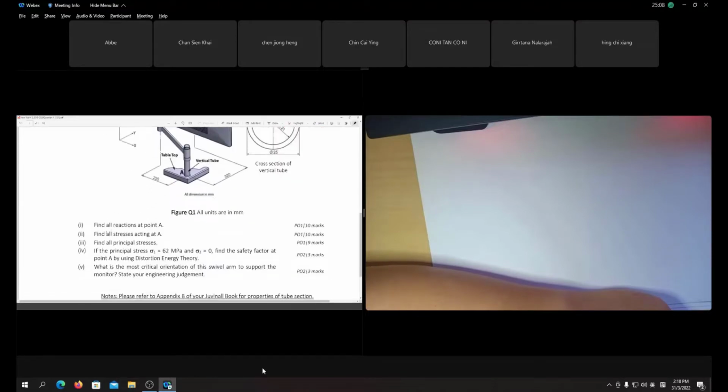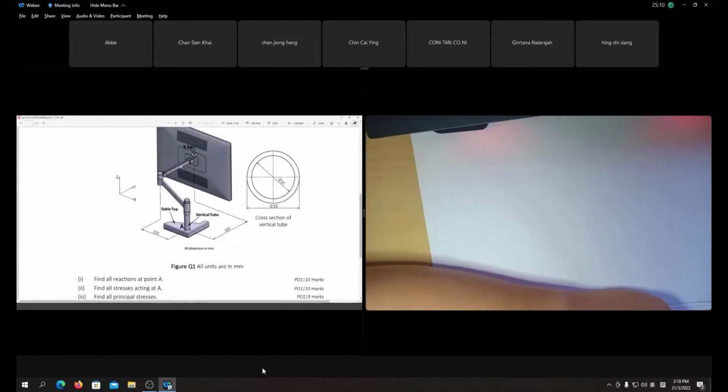The question asks to find the orientation at this point. This swivel arm has component members joined together, and we have a collar here on a tube. The collar has a kind of step, and the collar will swing on this tube.